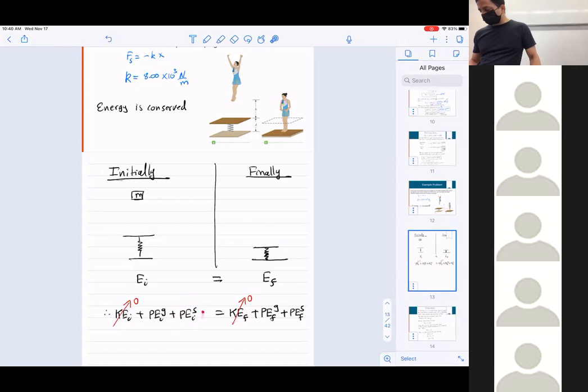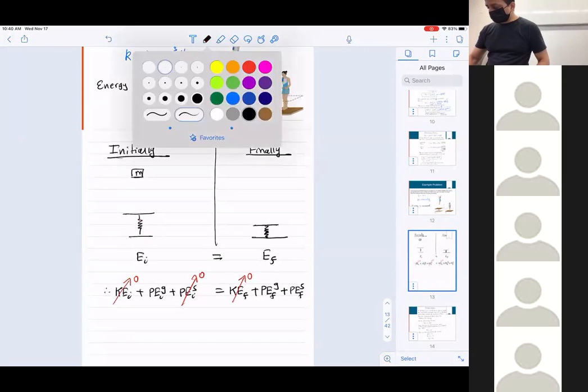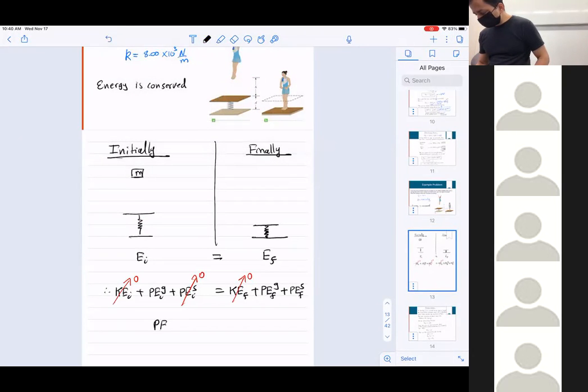What about the initial spring potential energy here? Does anyone see what I would put for that? It would be 0, that's correct. Because here the spring is relaxed. It is in its equilibrium position. It is neither stretched nor compressed. So even the initial spring potential energy here is 0. Any questions on that? And so then you're just left with the initial gravitational potential energy is equal to the final gravitational potential energy plus the final spring potential energy.